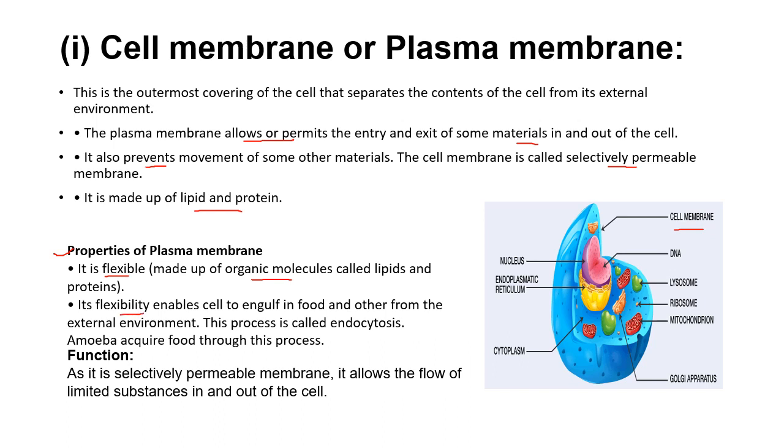Its flexibility enables the cell to engulf food and other materials from the external environment. This process is called endocytosis. What is the endocytosis process? It is a process of capturing a substance or particle from outside the cell by engulfing it with the cell membrane and bringing it into the cell. Where does it happen? This process happens in amoeba. Okay, let us see the function of the cell membrane. As it is a selectively permeable membrane, it allows the flow of limited substances in and out of the cell. This is a property of the cell membrane.